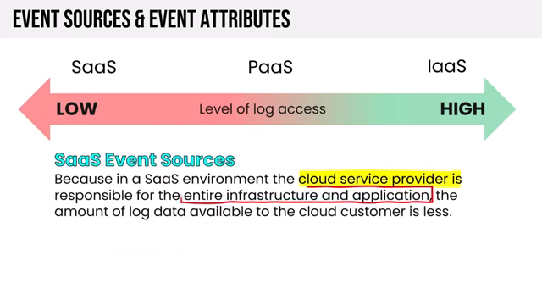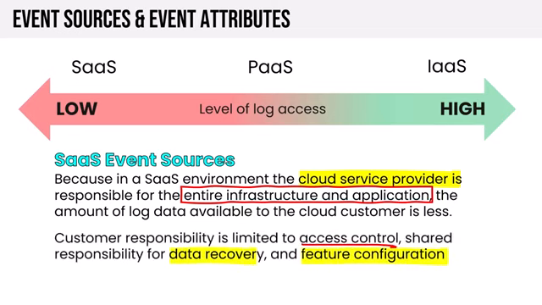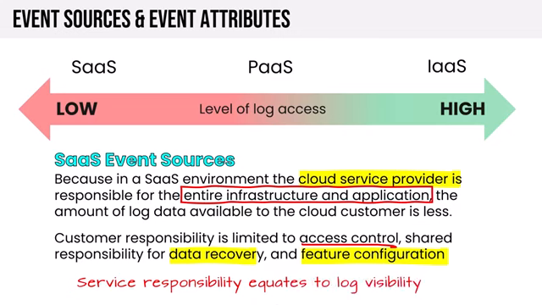Now, because in a SaaS environment, the CSP is responsible for the entire infrastructure and application, the amount of log data available to the cloud customer is understandably less. Customer responsibility is limited to access control, shared responsibility for data recovery, and feature configuration. So in this case, service responsibility equates to log visibility.